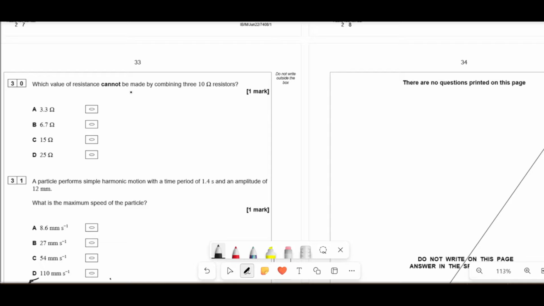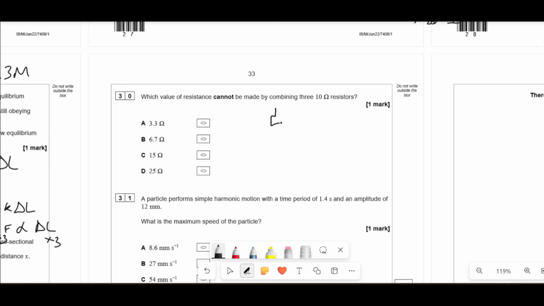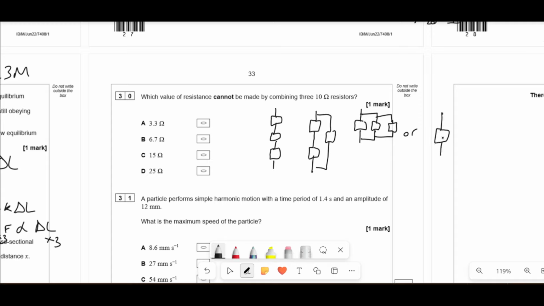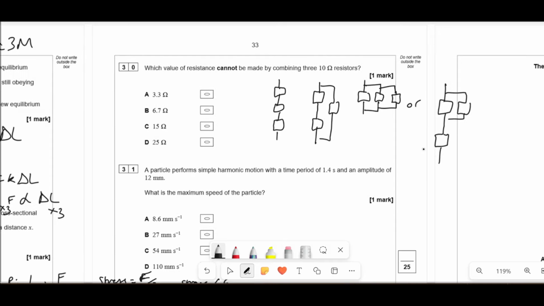So now it says which value of resistance cannot be made by combining 3 resistors. Okay, so our options are that we can do them all in series, or we could have 2 here, and 1 in parallel across both of them. Or we could have all of them in parallel like this. Or we have one here with another one that's parallel like this, and then another one in series like that. So if these are in series, you can just add them up directly. So that'd be 30 ohms.